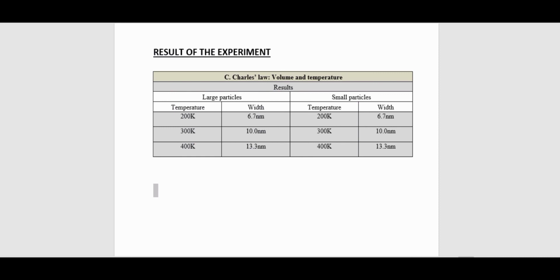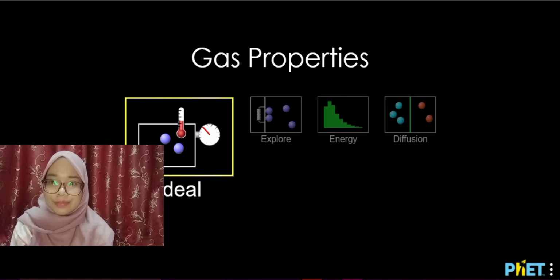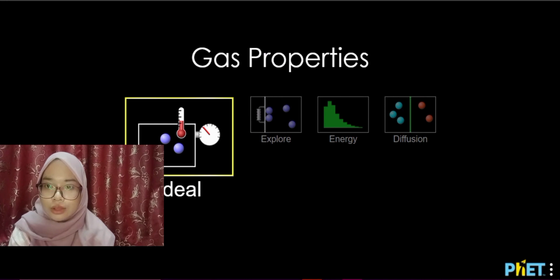However, there is no difference between large and small particles. It is because the size of particles does not influence the volume of the container. The conclusion that can be made is that the purpose of this experiment, which is to determine the relationship between temperature and volume, is achieved. Charles' law is a law that explains this correlation. It is stated that temperature and volume of a gas are proportional to each other. So when the temperature increases, the volume will also increase.